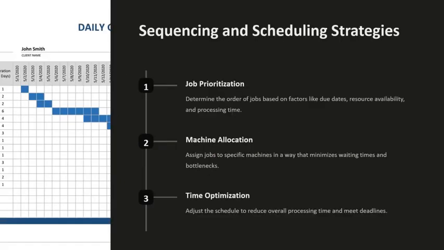Also, the sequencing and scheduling strategies involved in solving n jobs using three machines are job prioritization, machine allocation, and time optimization. In job prioritization, we determine the order of jobs based on factors like due dates, resource availability, and processing time. The second one is machine allocation. Assign jobs to specific machines in a way that minimizes waiting times and bottlenecks. Lastly, time optimization. Adjust the schedule to reduce overall processing time and meet deadlines.